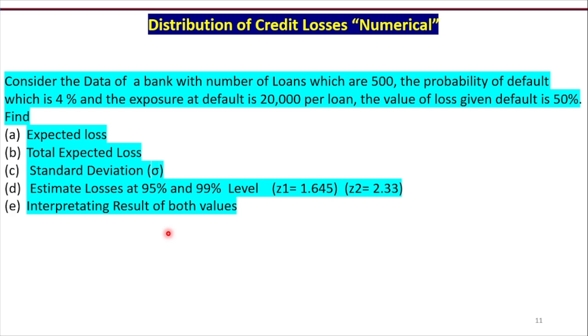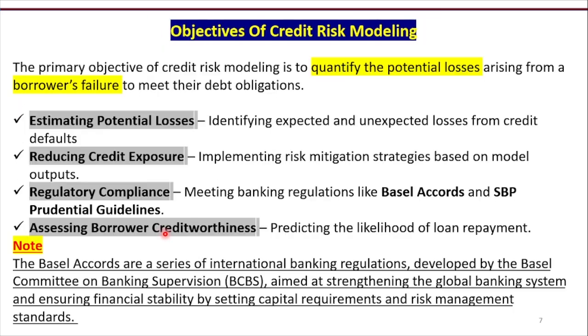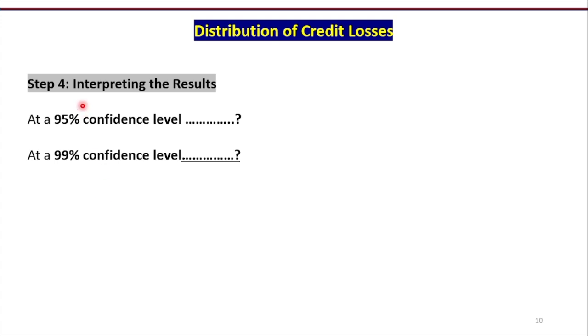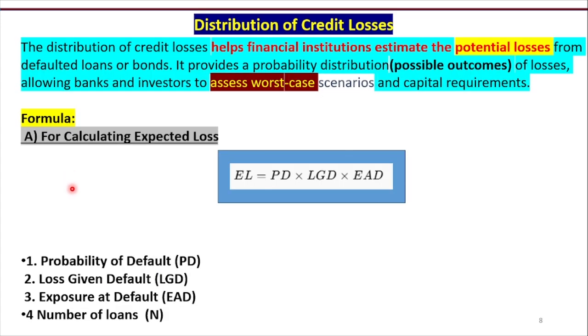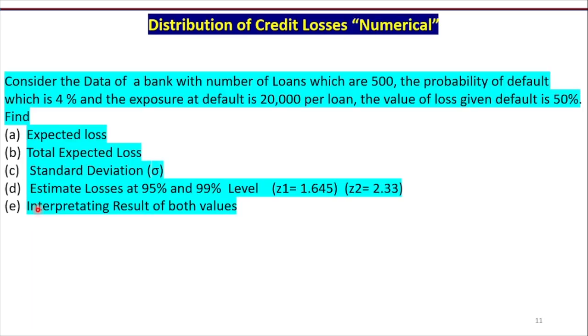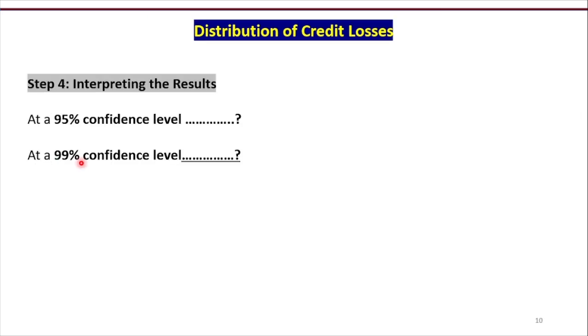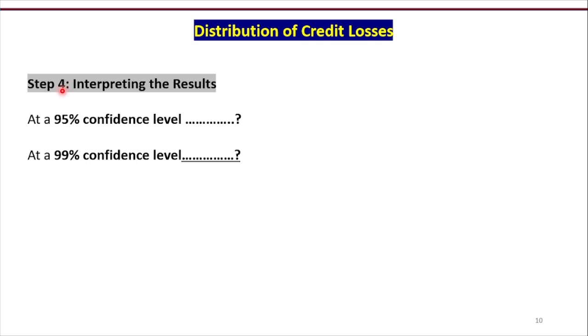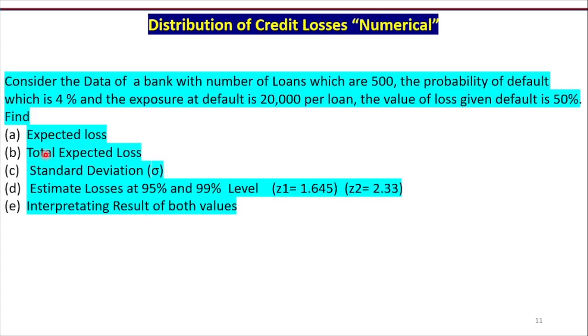So we are going to follow step number A, step number 2, step number 3, step number 4. Okay, I have added one more step. You can see, find total expected loss. So step number 2 becomes step number 3, step number 3 becomes step number 4, and step 4 becomes step 5. Okay, let's see how this numerical is going to be solved.